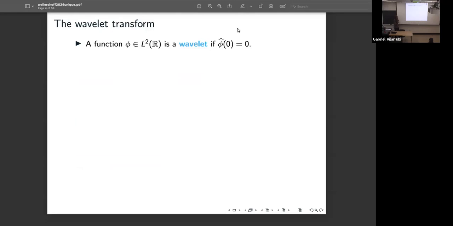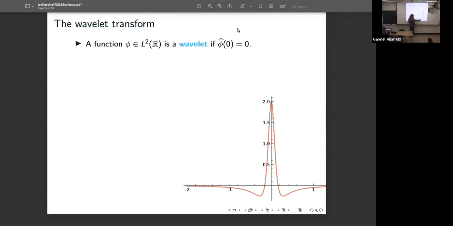The first thing I want to do is introduce the wavelet transform. First of all, an L2 function is a wavelet if its Fourier transform at 0 is 0. In other words, if its mean is 0, if you just integrate over phi, that is 0, then we say that the function is a wavelet. There is a little bit of intuition to this. If the mean of a function is 0, and suppose that the function is non-zero in real value, then it needs to go below 0 at some point, and it needs to go above 0 at some point, so it kind of looks like a wave. That's why we call it a wavelet.